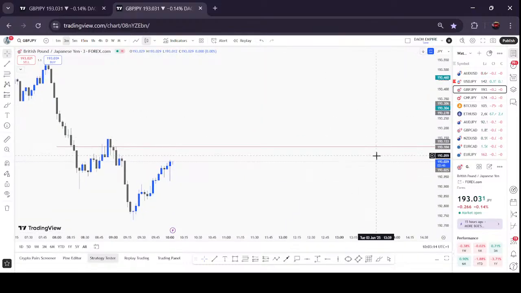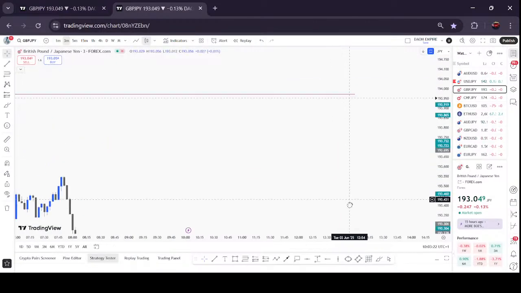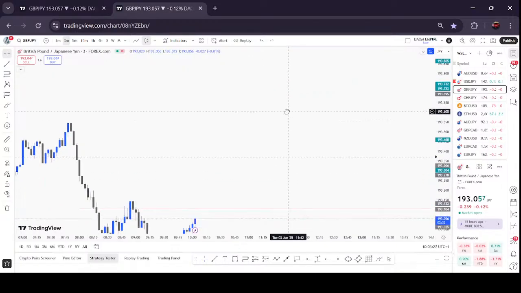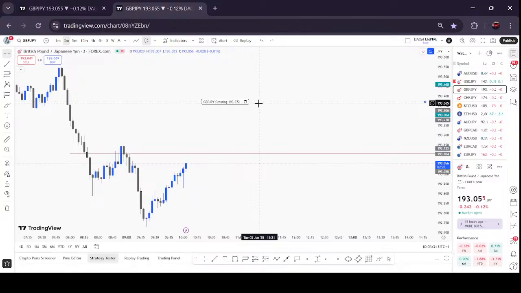do I need to put my alert there so that I will know when the market is close by? Oh, I cannot add another alert. Okay, so let me drag this one here. Oh, the market is even looking like it's approaching fast. Okay, let's just get ready.